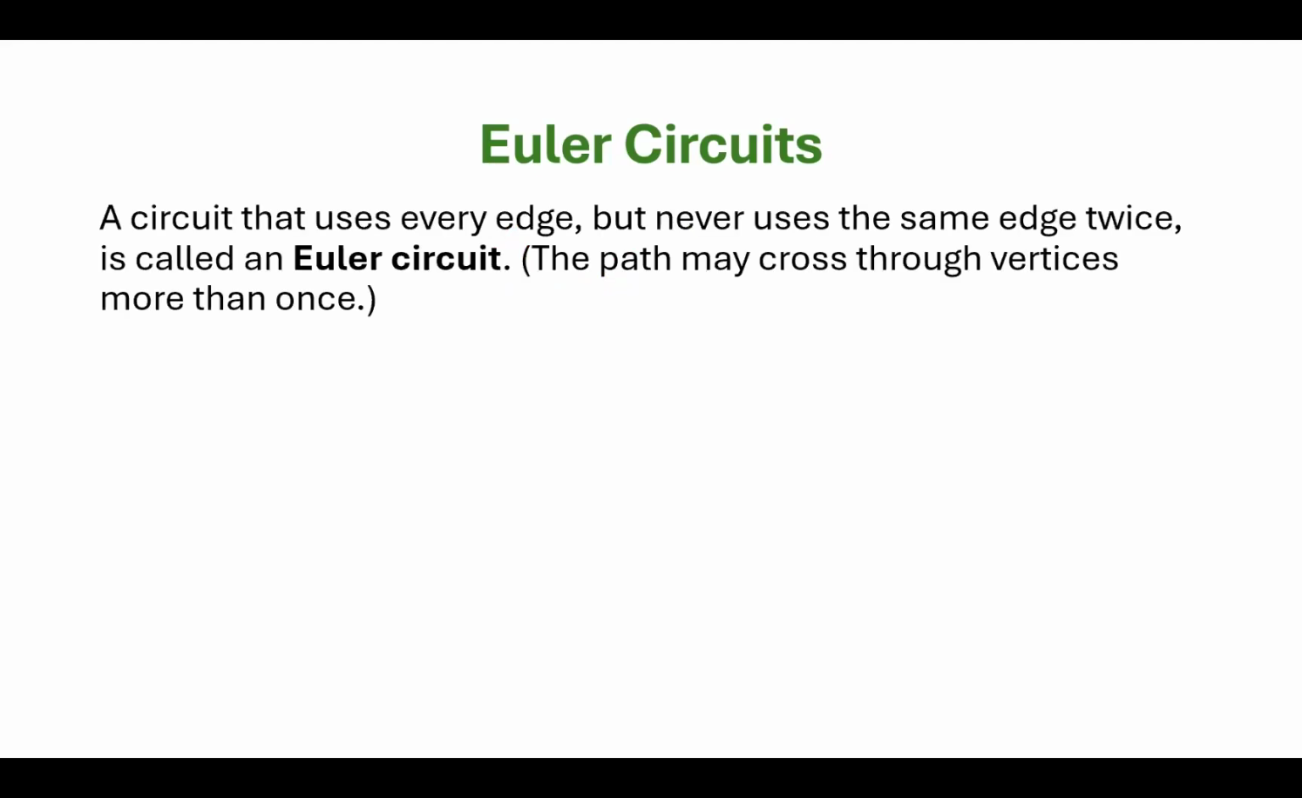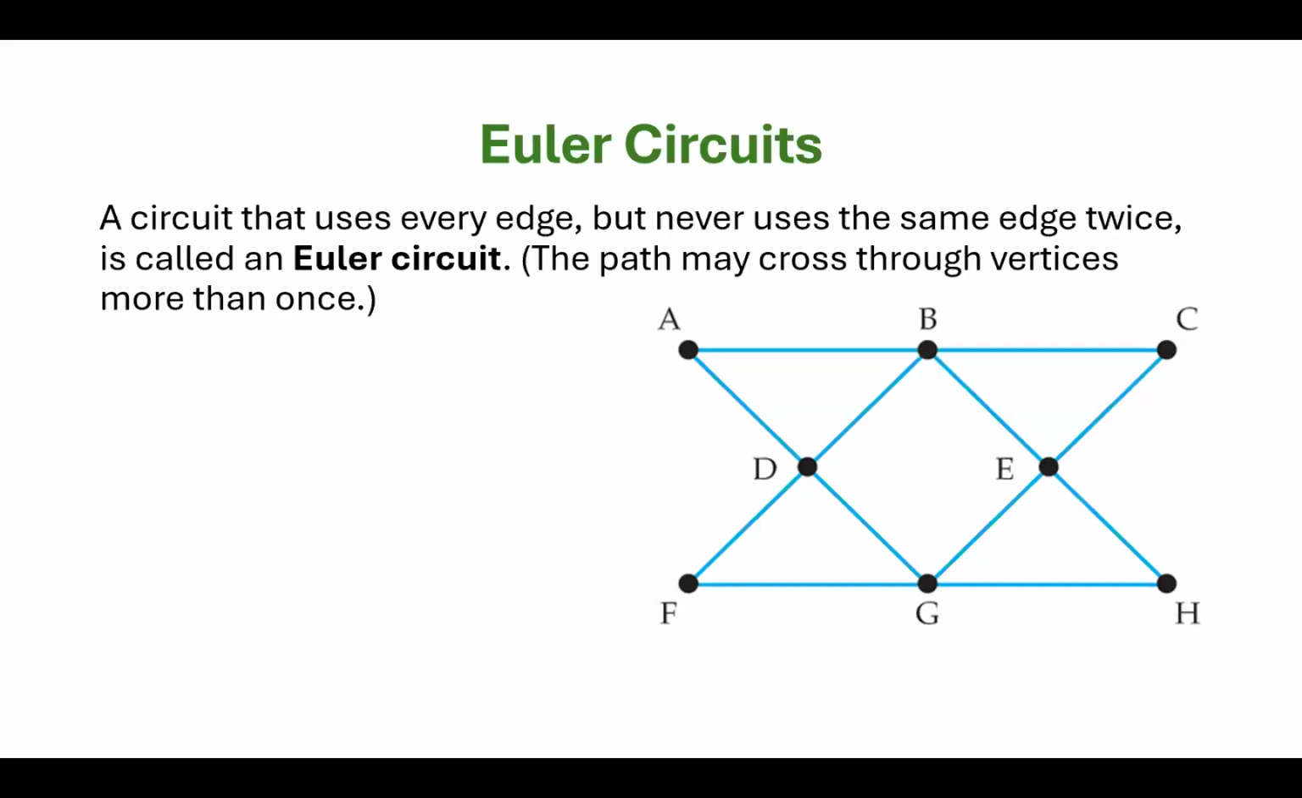And what is that? An Euler circuit is a circuit that uses every edge, but never uses the same edge twice. So basically, you have to use all of the edges, all of the different connections. You may cross through a vertex more than once, so that's fine. But the edges may not be repeated. They may not be used twice. Let's look at an example.